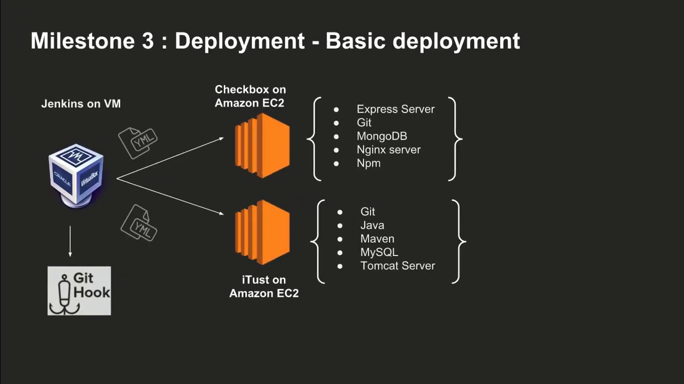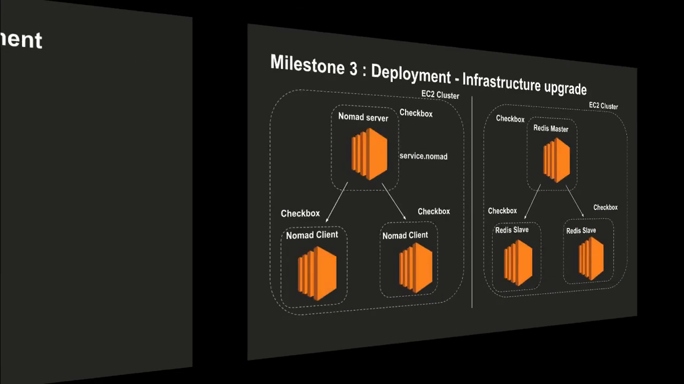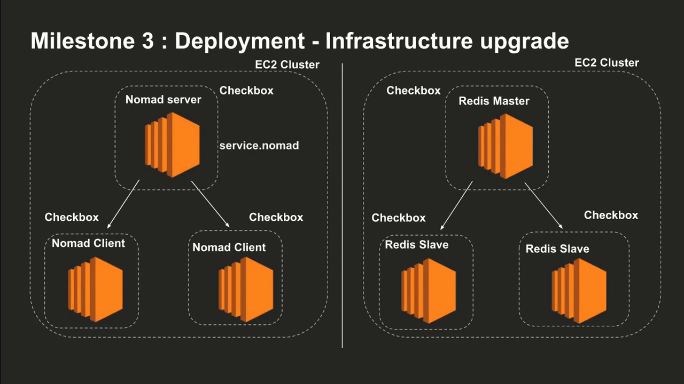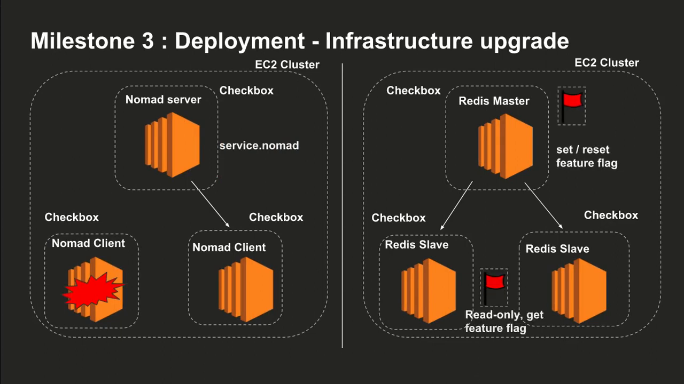Our third milestone was deployment. For the first part of our milestone, we shifted our infrastructure to AWS EC2 using the same definition as that of milestone 2, except for the fuzzer part. For our second part, we created Nomad and Redis clusters. In the Nomad cluster, we created 2 clients and show that the other client takes over if one fails. Whereas in the Redis cluster, we created 2 slaves to reflect the changes made in the server and implemented the feature flag functionality.